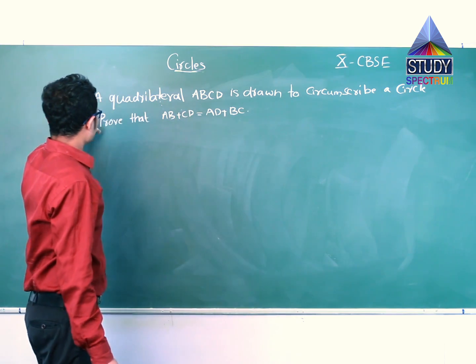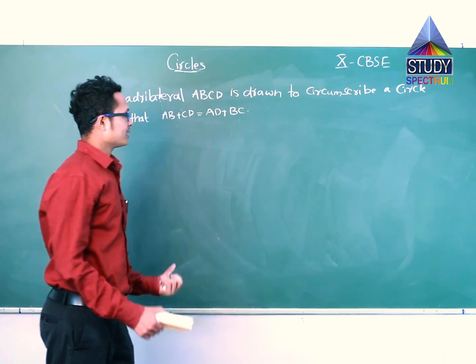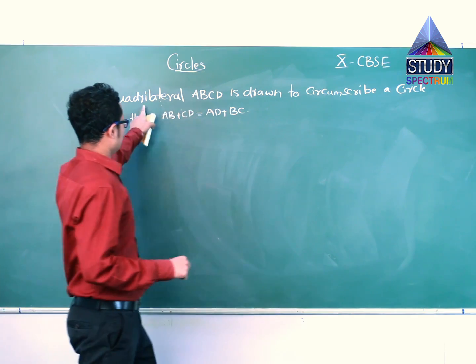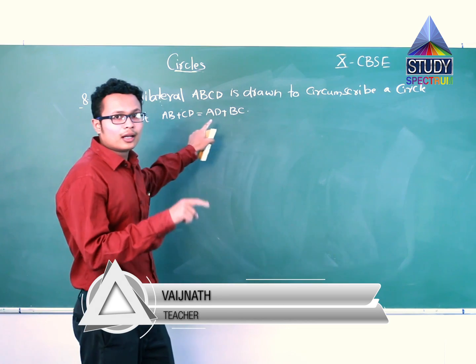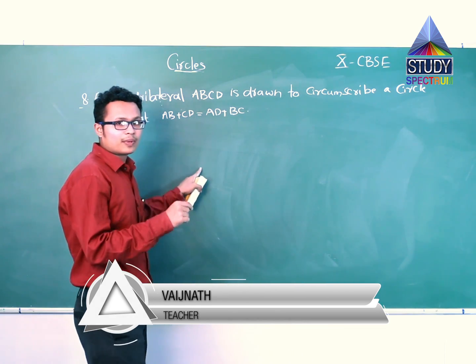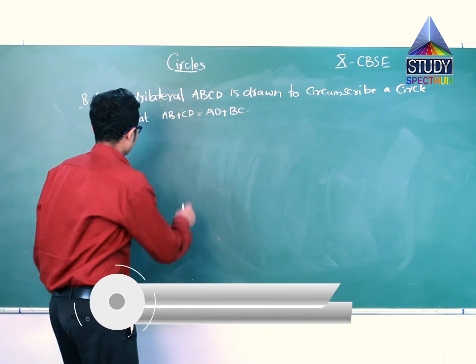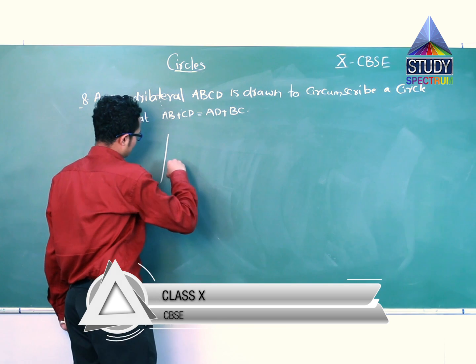We have to prove that AB plus CD is equal to AD plus BC. A quadrilateral ABCD is drawn to circumscribe a circle. That is, the circle is exactly touching the periphery of the quadrilateral. This is what it means. The statement means that the quadrilateral is exactly touching the circle or vice versa. It means the same. Let me draw a quadrilateral here and then a circle.